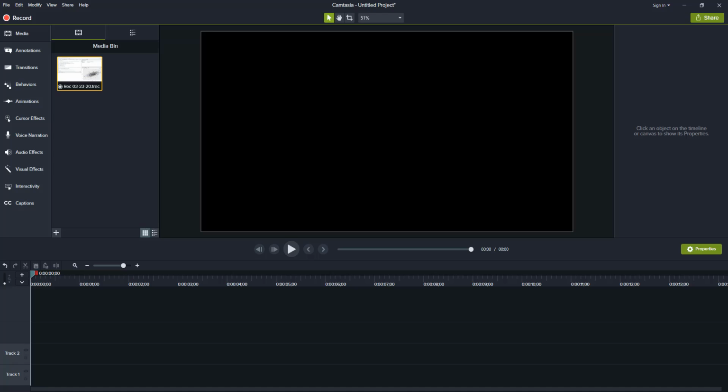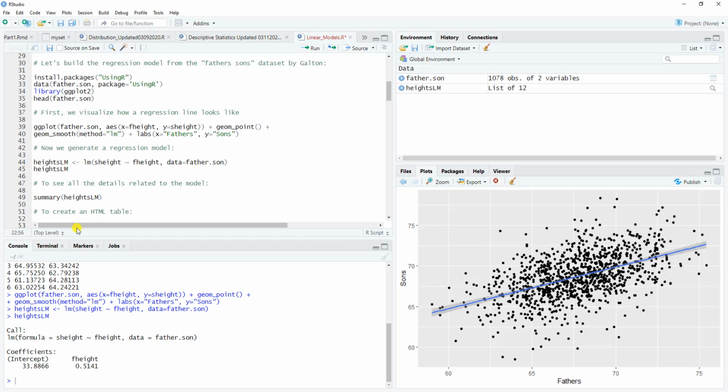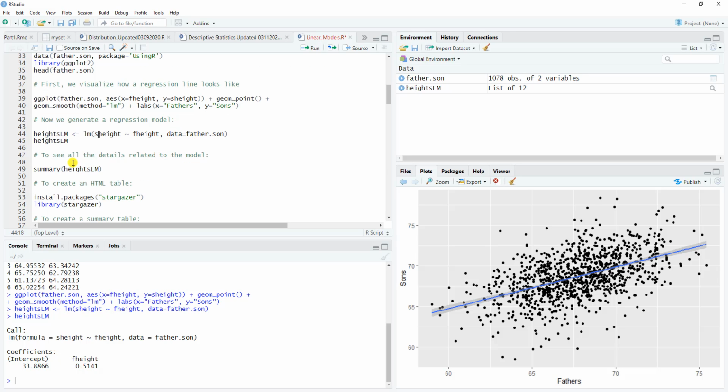Okay, so we build this line using the lm method. Now, to see the details related to the model, because it's a very basic output, the lm function object just spits out two coefficients, use the summary function. The summary function is applied to the object height lm that stores the output of the regression model that we created right here.